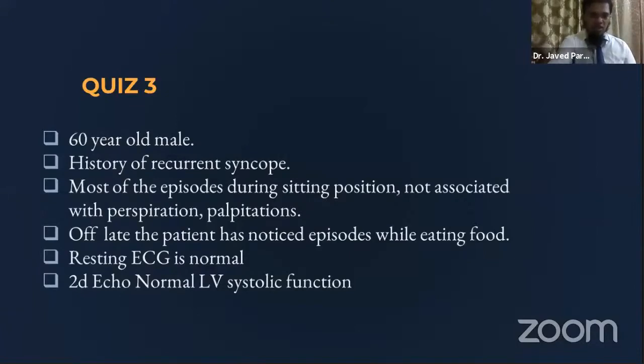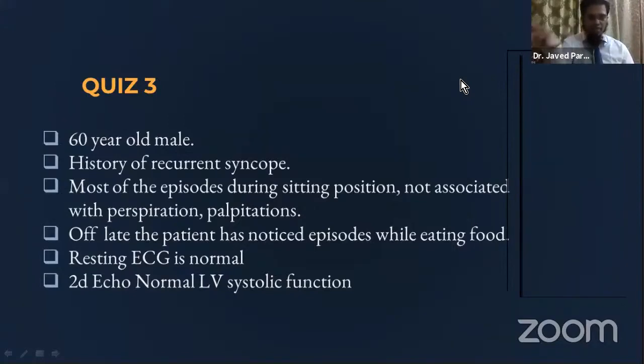Now coming to the third ECG, this is going to be interesting. This is probably the most interesting case that you are going to see today, so pay close attention. This is from a 60-year-old male patient with a history of recurrent syncope, most of the episodes during sitting position and not associated with perspiration or palpitation. Of late, the patient had noticed episodes while eating food, and the resting ECG is normal. The 2D echo is normal, so the patient has normal LV systolic function.